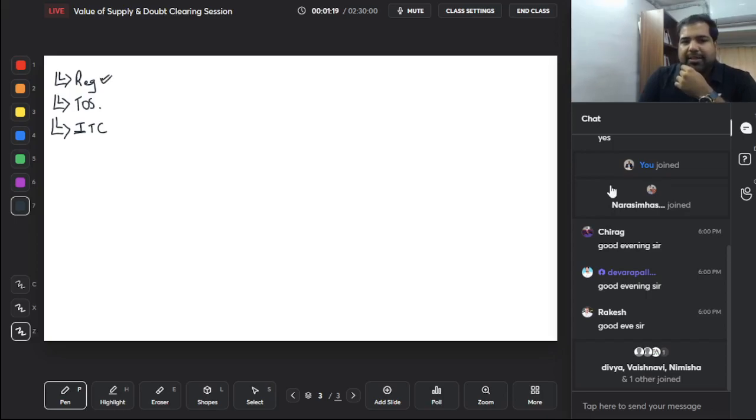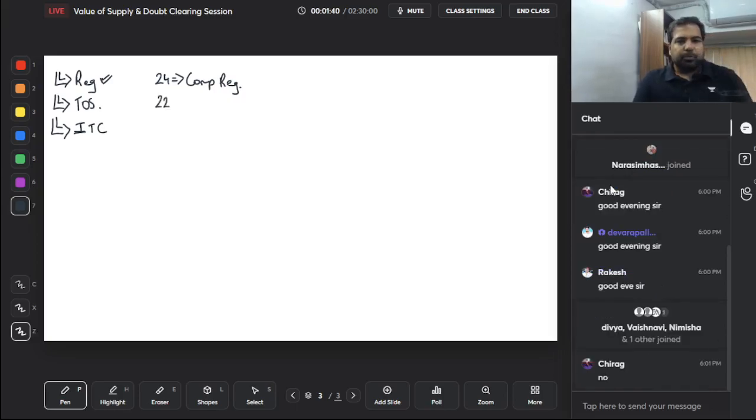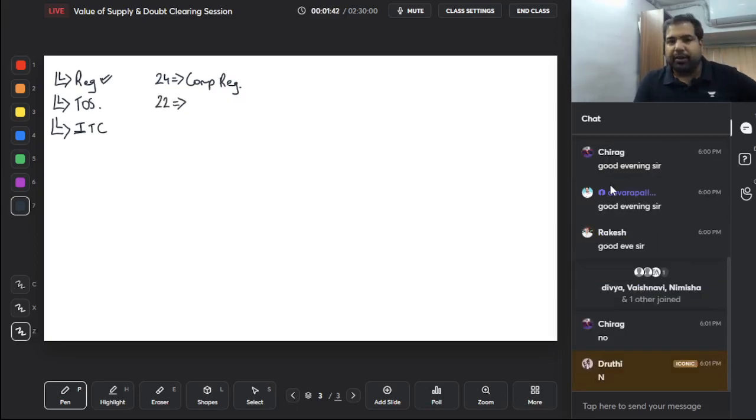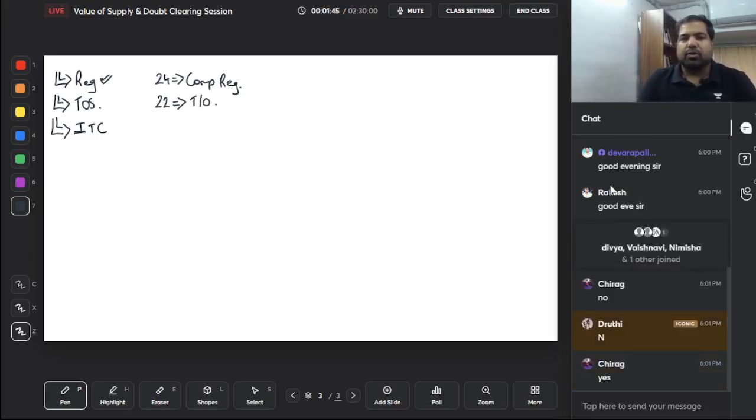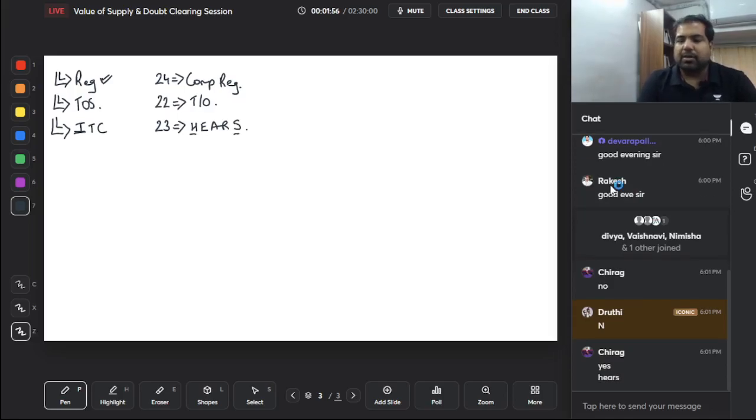First up, registration, guys. Let's try and quickly revise. You will participate and you will tell me what all you know from this chapter. Guys, section 24 tells you compulsory registration. Will you check turnover in this case, guys? No, you will not. 22 says that you will have to check aggregate turnover because this is turnover based registration. 23 says that there are some cases where you don't have to register. The most important are H and S, handicraft goods and services up to 20 lakhs.